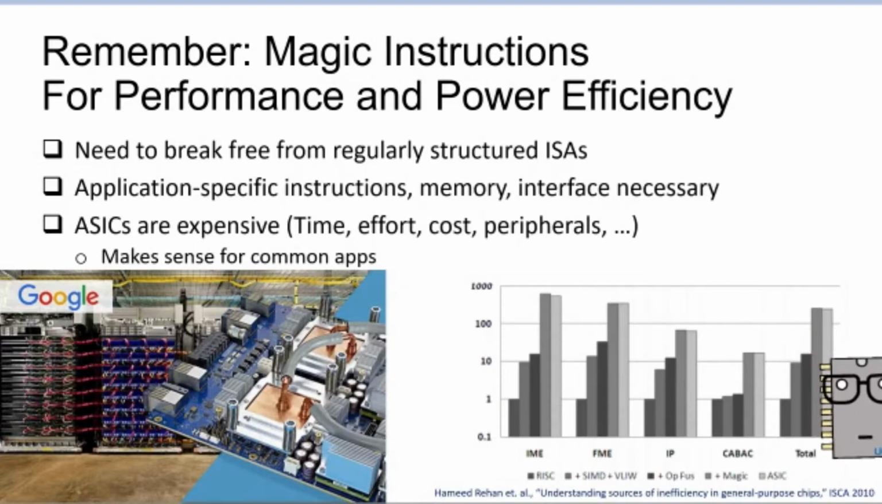But even there, just getting from SIMD to operation fusion did give them an order of magnitude better performance, but it was still leaving a lot on the table if we wanted to get to the level of ASICs. You don't necessarily have to go all the way, it seems, as long as you are able to add so-called magic instructions, which break away from the restrictions and regularity of these RISC or even CISC structured ISAs.